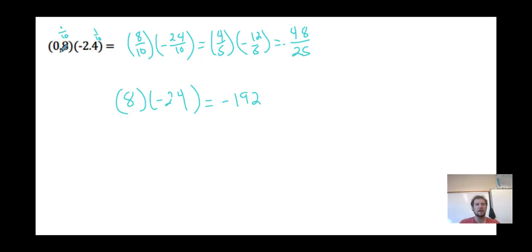So where does it go? Well, we ask ourselves, how many times did each of these decimals move? This one moved once, and this one moved once in order to get 8 and negative 24. So the decimal that would normally be right here after the negative 192 moves once, twice, to make up for the 2 moves that we did up here. So this will be equal to negative 1.92. All right, and that is it for multiplying rational numbers, and I will see you all in the next video.